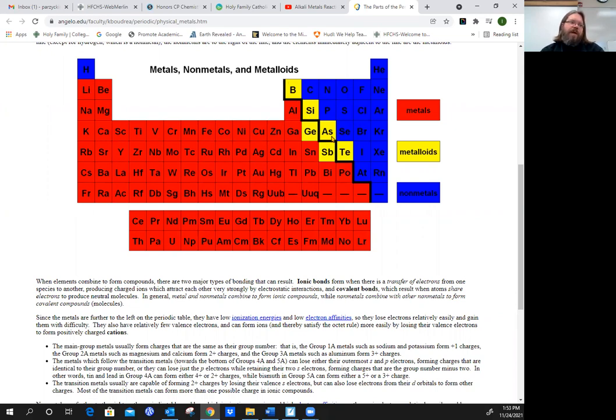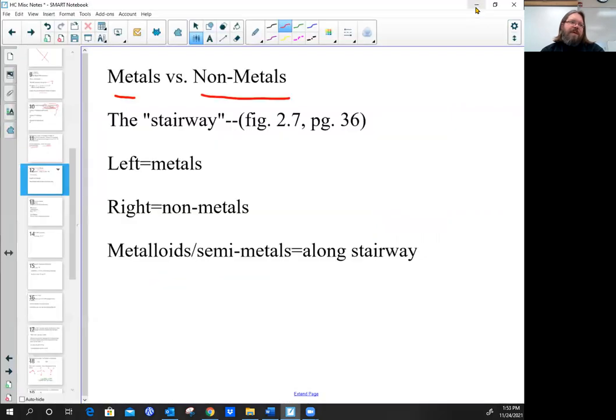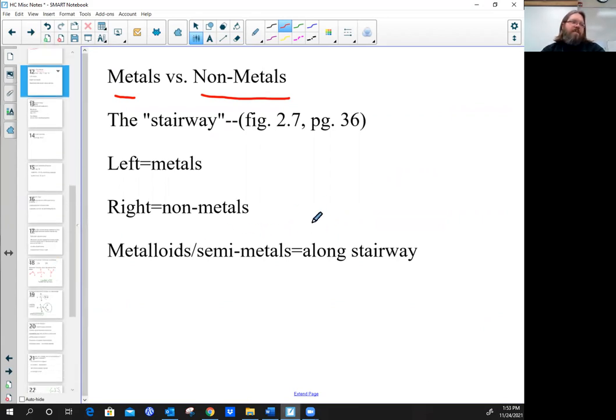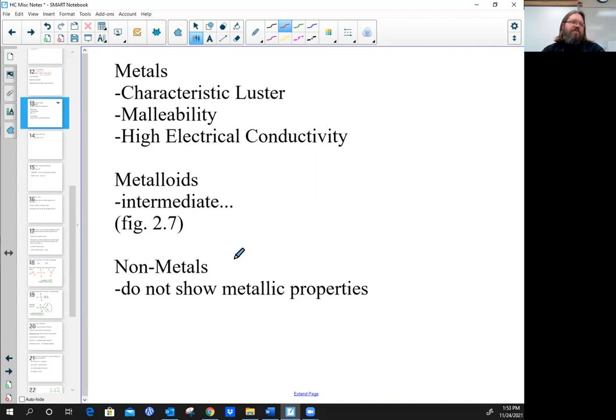So this stairway is important for us to know that separation, because as we get into naming and recognizing ionic compounds, and naming and recognizing binary molecular compounds in these next couple of days, knowing that distinction is going to be big, because the metals are going to be a giveaway for a certain type of compound. This stairway is also depicted on page 36 in your book in figure 2.7, if you want to flip that open. Okay. So metals versus non-metals.